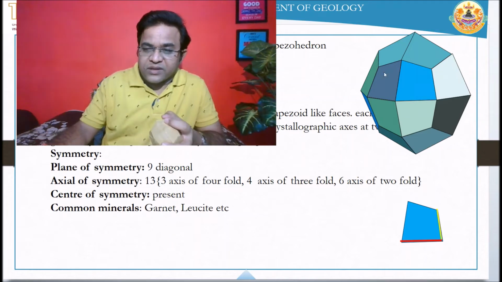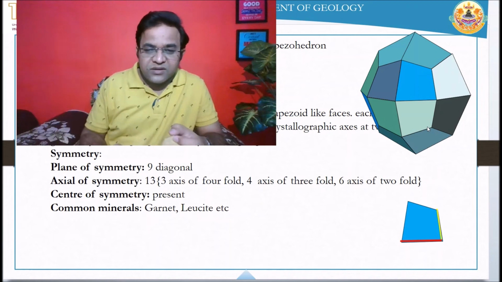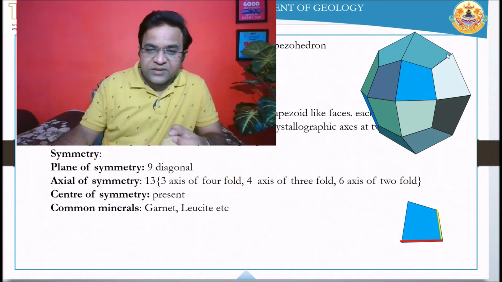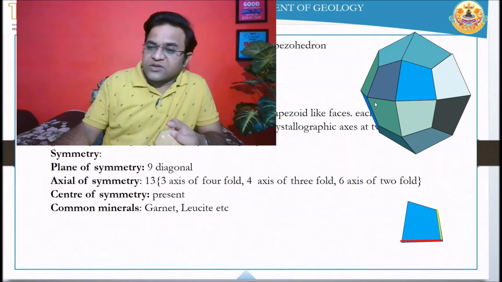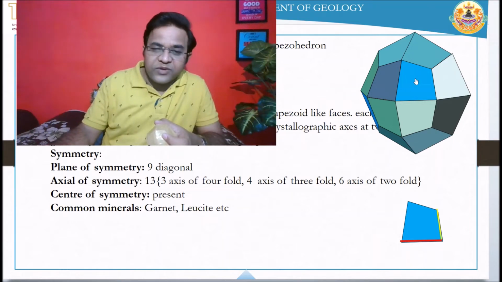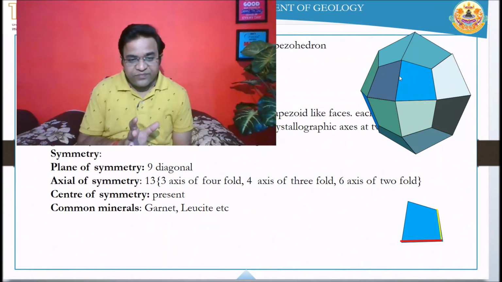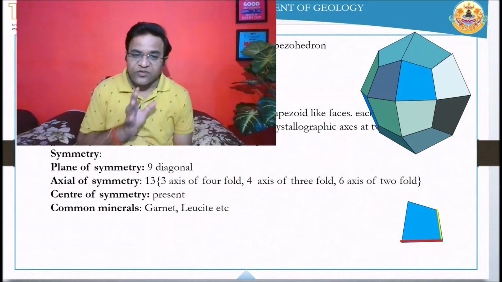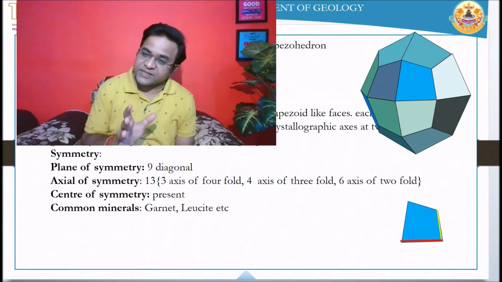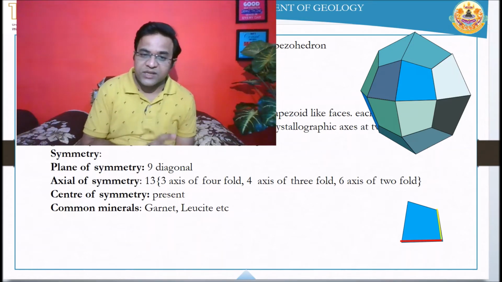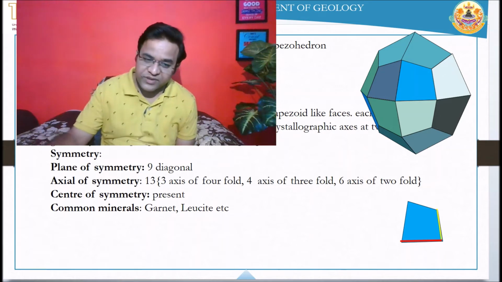1 here, 2 here, 3 and here 4, and 4 will be in the opposite direction. That is in the back direction. When you make the back faces, then you will get the 4 points. So from holding these points, you will get how many? Threefold symmetry. So total, how many is there? 3 axes of fourfold symmetry, 4 axes of threefold symmetry, and 6 axes of twofold symmetry. In total, there are 13 axes of symmetry.